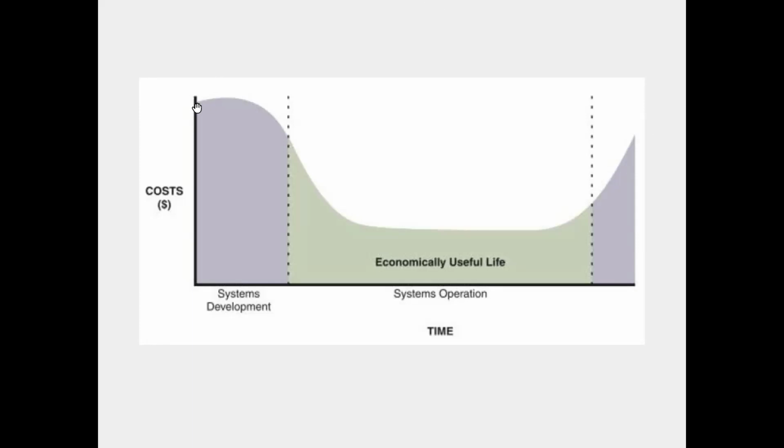So usually costs spent on the development will look like this. Initially, you have to spend a lot of money, then it keeps on reducing, and then it will be stable. Then after some time, it will keep on increasing. That's how the costs are involved in development.